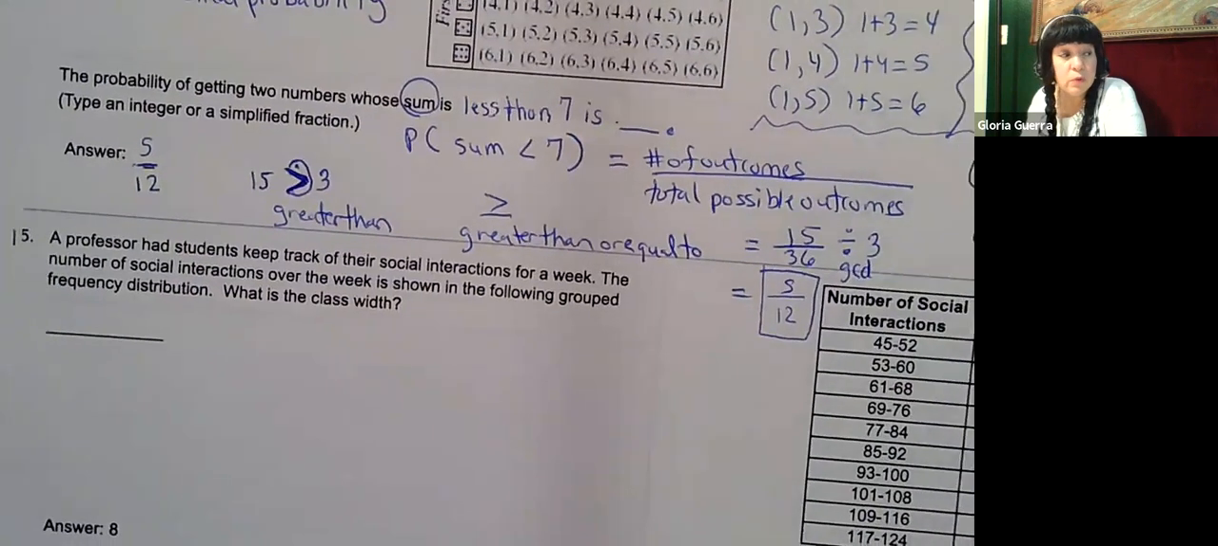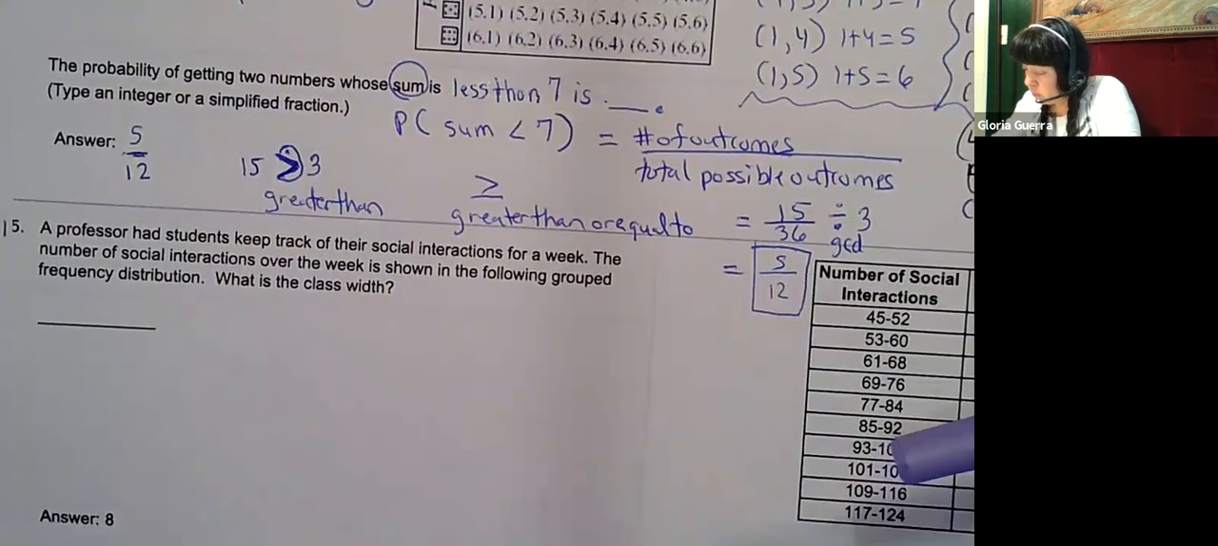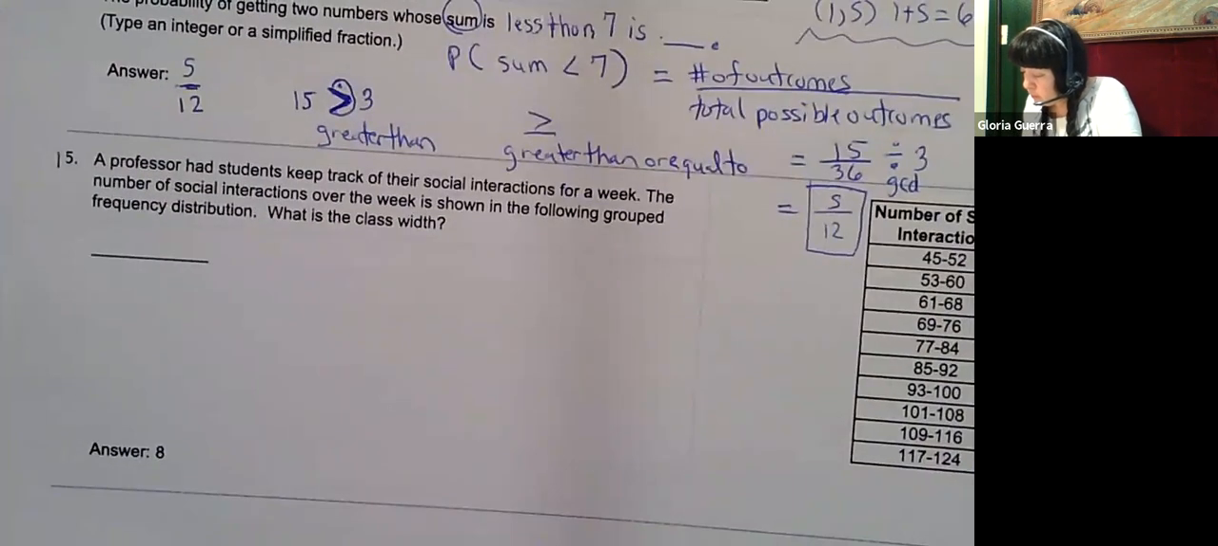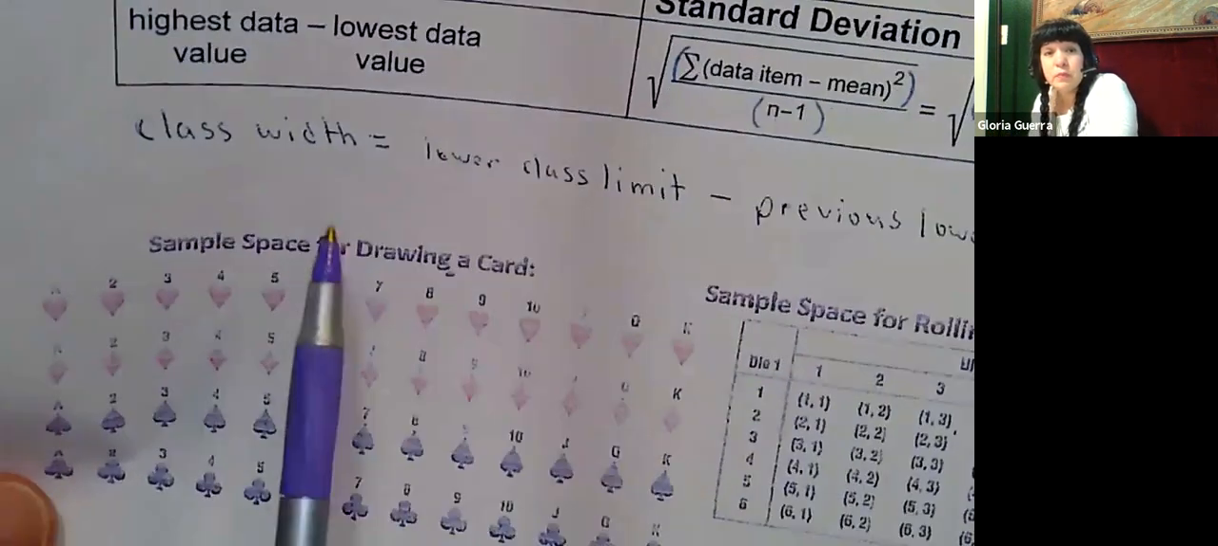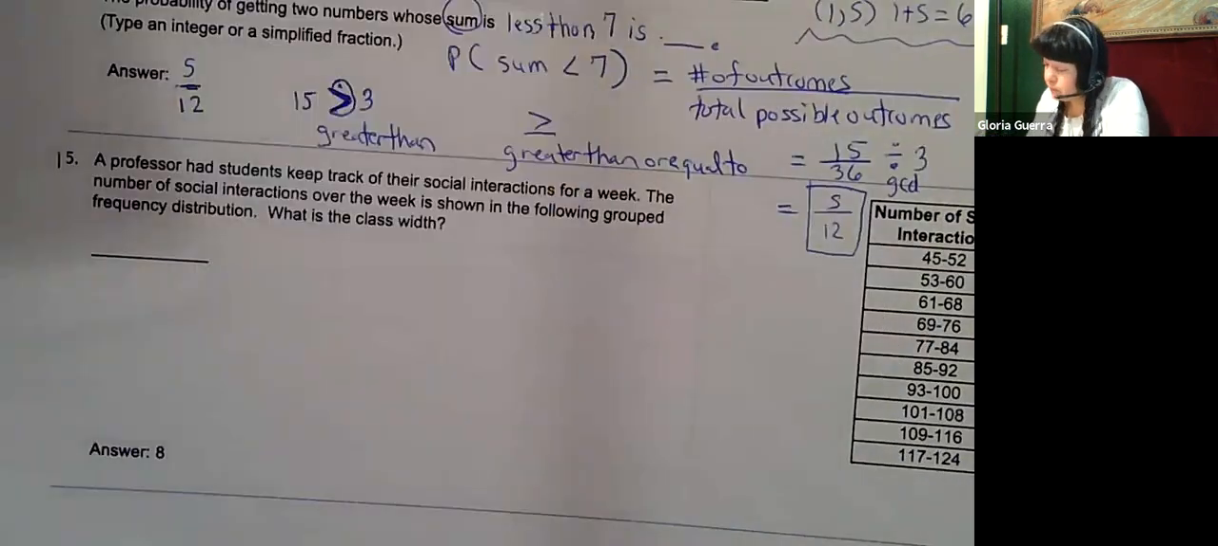Okay, let's go to number 15. So a professor had students keep track of their social interactions for a week. The number of social interactions over the week is shown in the following group frequency distribution. What's the class width? Okay, so the class width is this formula here. Lower class limit minus previous lower class limit.